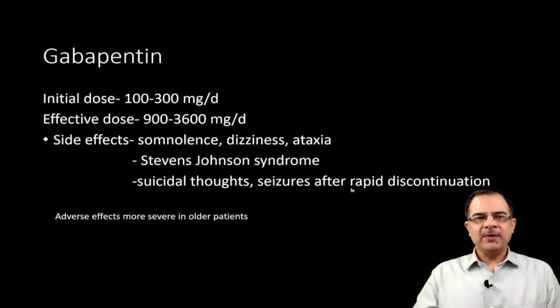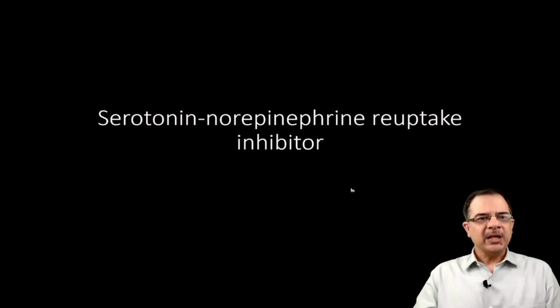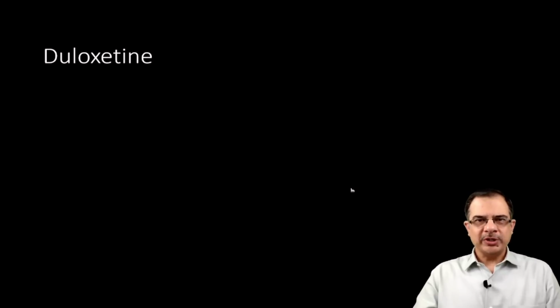Now, these adverse side effects are more severe in older patients. So, in elderly individuals, we should avoid giving gabapentin. Now, SNRI, that is serotonin norepinephrine reuptake inhibitors, duloxetine. This is also one of the first line drugs which we give for diabetic peripheral neuropathy.